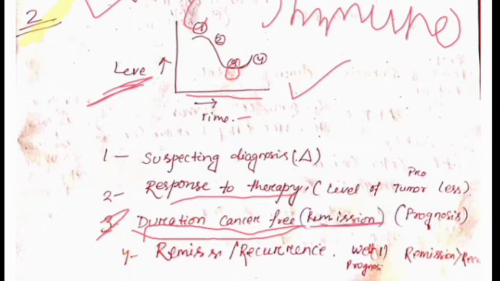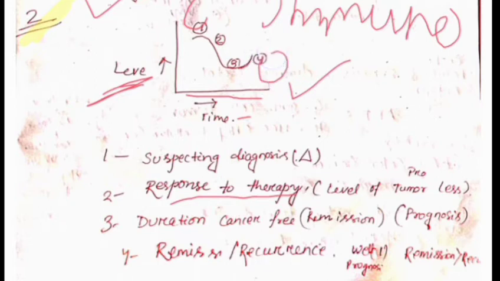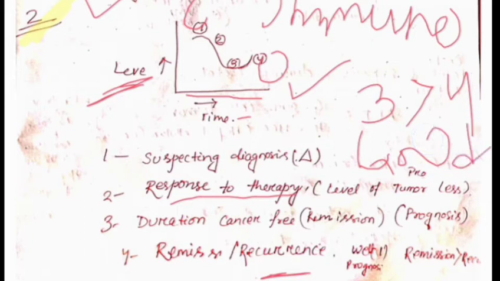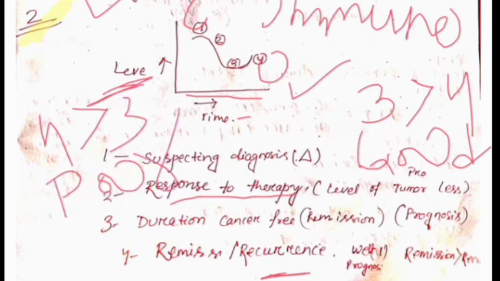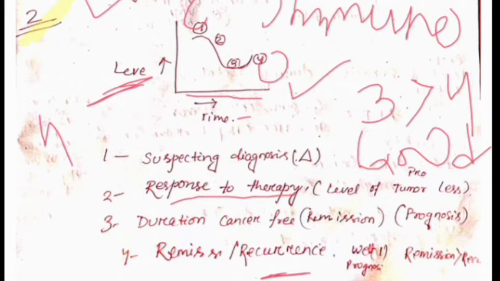And the fourth is the recurrence of the cancer. Means after therapy or surgery, the marker graph rises again, then we call it the recurrence period. From this we can diagnose that if remission, that is 3, is greater than 4, then we call it a good prognosis. But if 4 is greater than 3, then it is a poor prognosis. That is what we learn from this graph.